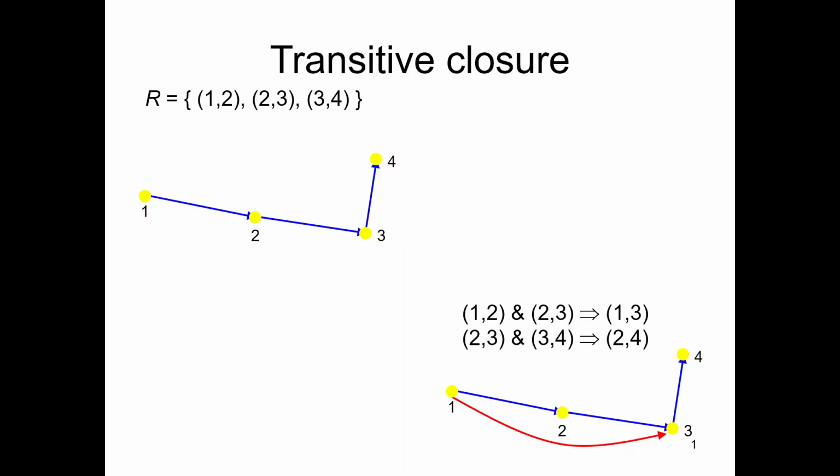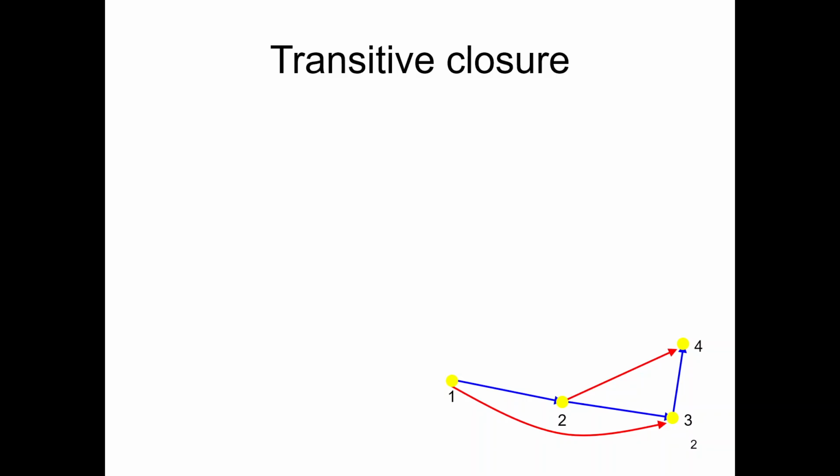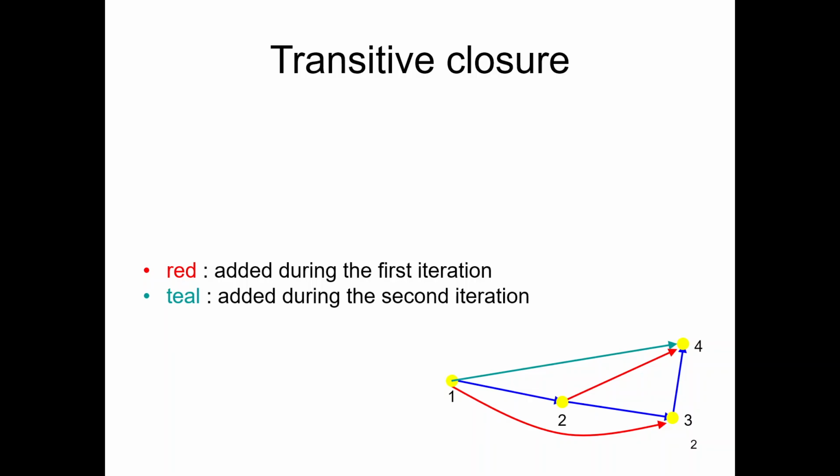(2, 3) and (3, 4) exist. Therefore, (2, 4) should be added. So (2, 4) is added. Anything else? Because there is (1, 2) and (2, 4), there should be an edge (1, 4), or 1 to 4.